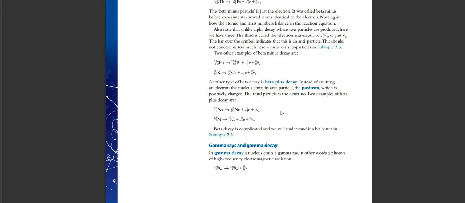You won't have to deal much with beta plus decay. You just need to know what it is. You might have to write an equation in this form. So earlier we had an electron anti-neutrino being produced when we had beta minus decay. But for beta plus decay, you're going to have a neutrino. I should have cleared that up earlier. So it's an anti-neutrino for beta minus and a neutrino for beta plus.